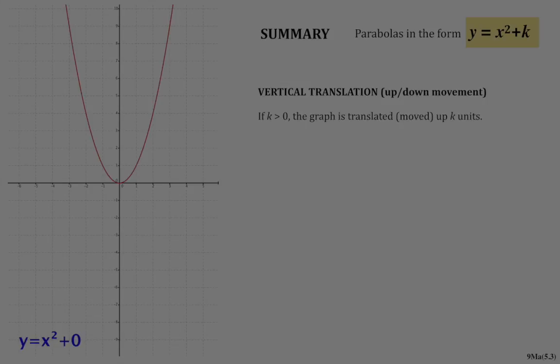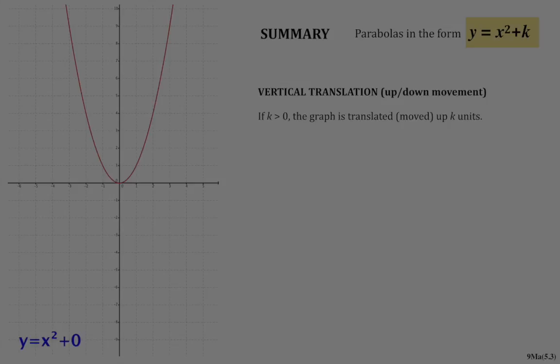So if this number after the x squared is bigger than 0, that's a fancy way of saying if the number after the x squared is positive, the graph goes up k units. So if it said y equals x squared plus 5, or y equals x squared plus 11, compared to y equals x squared, this graph would be moved up 5 units, and this graph would be moved up 11 units. So that's how those ones work.